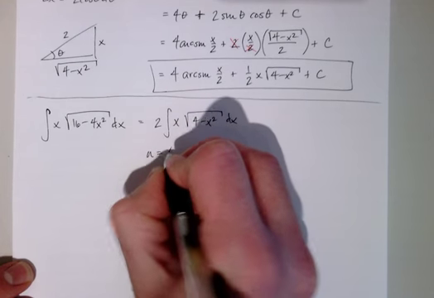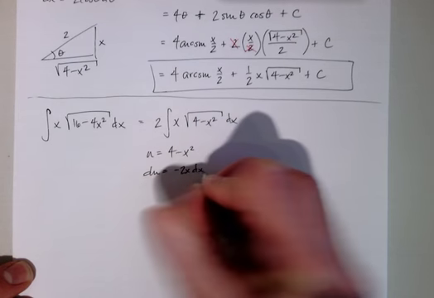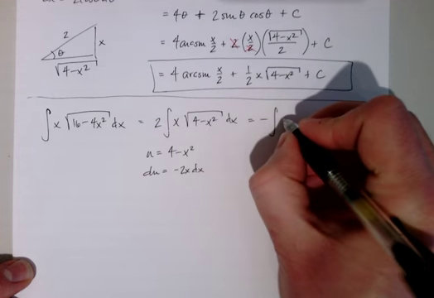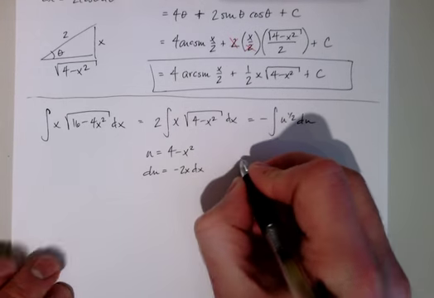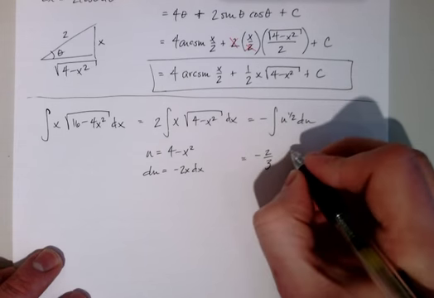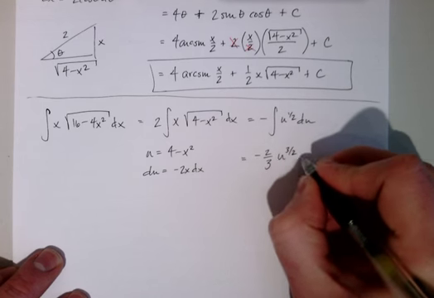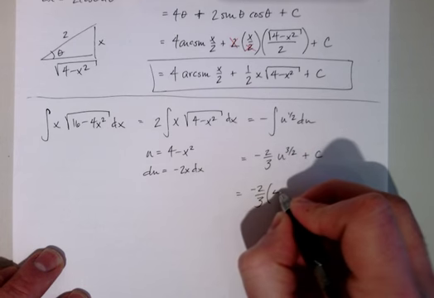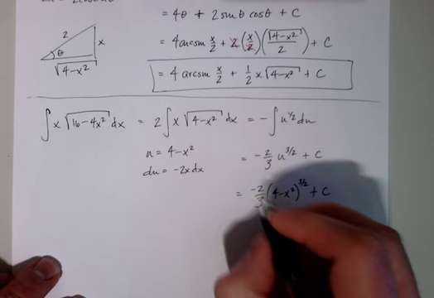Let's let my u equal 4 minus x squared, and therefore my du is negative 2x dx. I'm going to go ahead and borrow that 2. We'll leave a negative out in front. u to the 1/2 du. And then from here, I'm going to get negative 2/3 u to the 3/2 plus c, or negative 2/3 times 4 minus x squared to the 3/2 plus c.